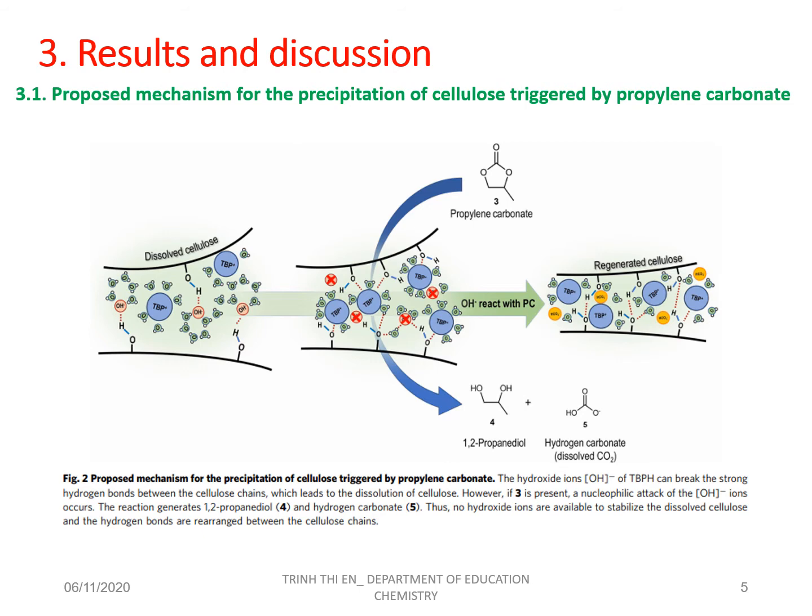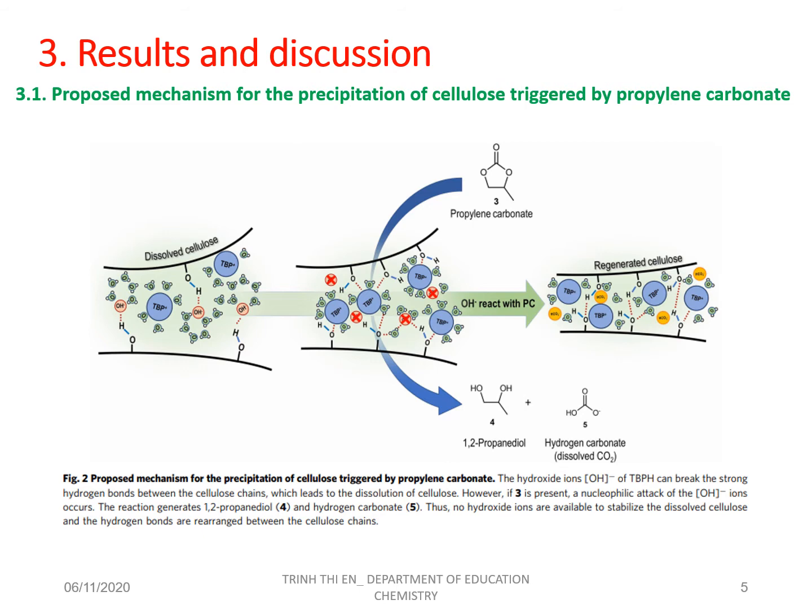The first is to check the powder and the membrane of cellulose after synthesis, and there is no change in structure from the original crystalline cellulose. The author also proposes a mechanism for the precipitation of cellulose chains by propylene carbonate, like this.